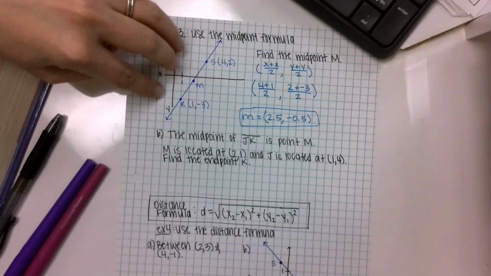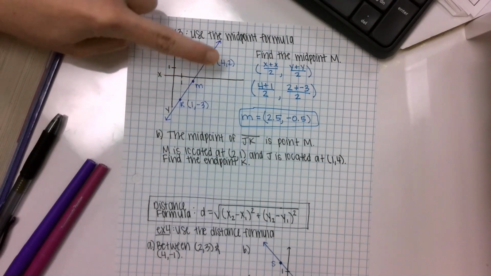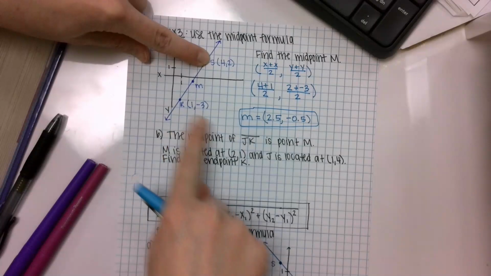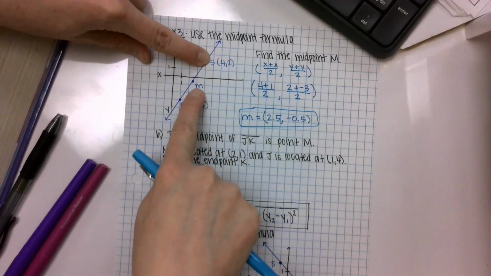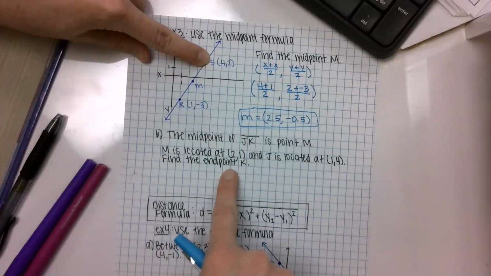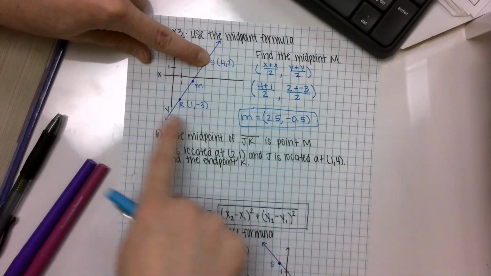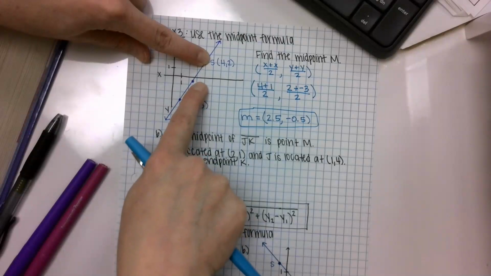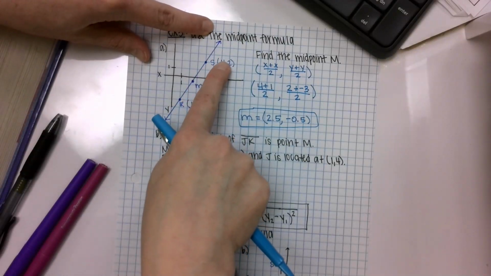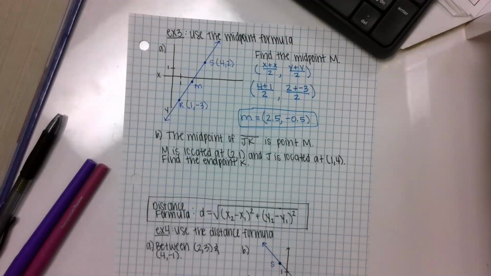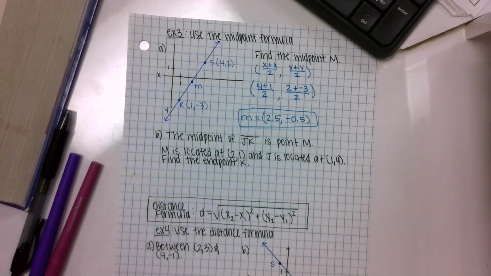So what it's saying is you have J, M, and K. We know what J is, it's 2, 1. We know what M is, it's 1, 4. Oh, just kidding. M is 2, 1, J is 1, 4. So 1, 4, 2, 1. We're trying to find the ordered pair for the end point, right? So this one is a little bit trickier.